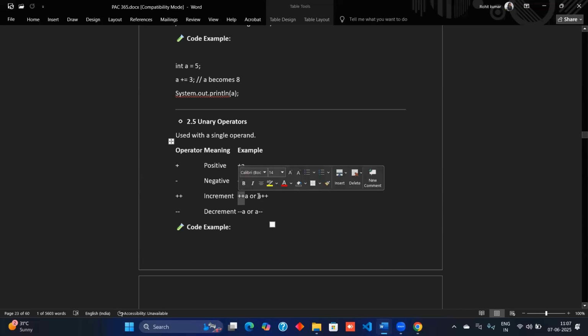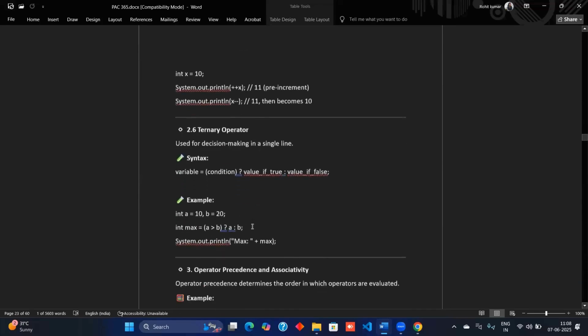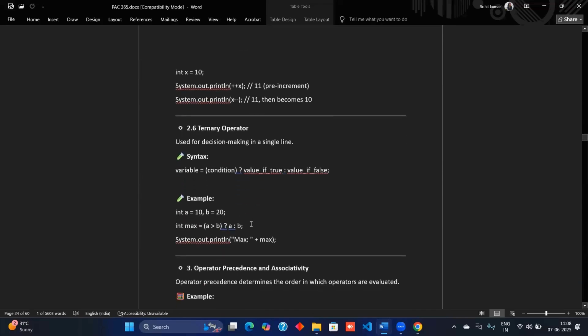Here first we will use the value of a, then increase it. Here we first subtract 1 from a, then it will be used. And here the value of a will be used, then it will be decreased by 1.